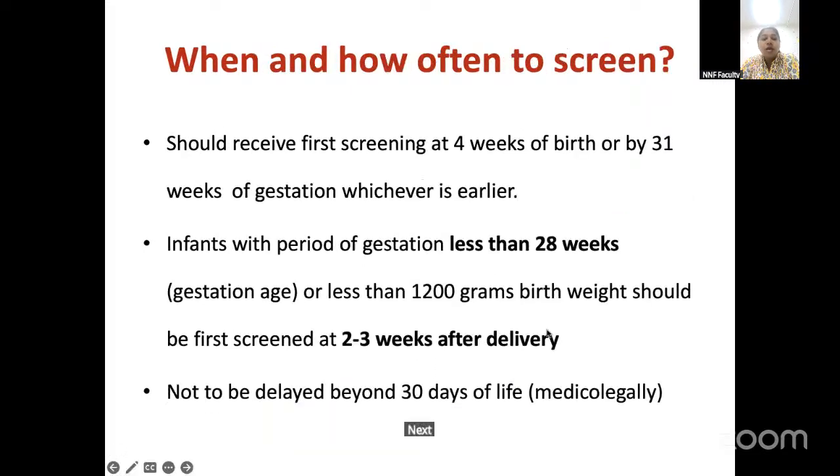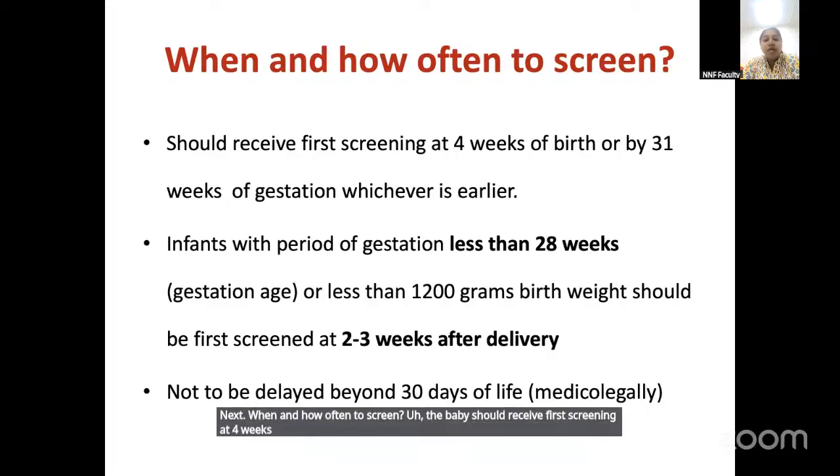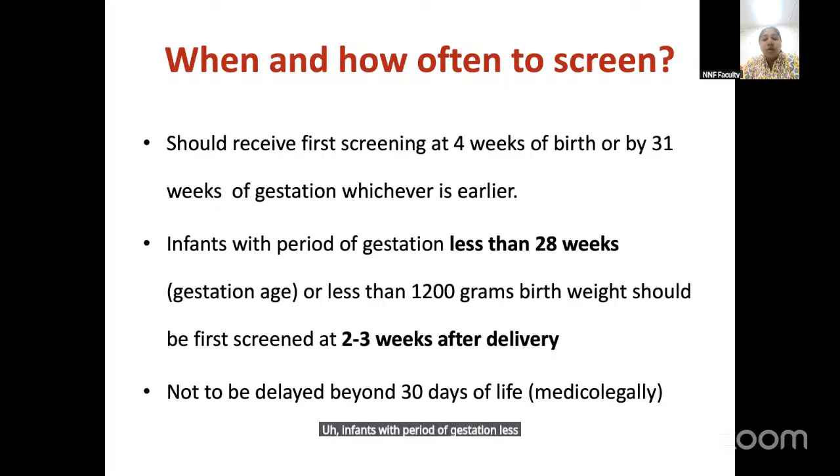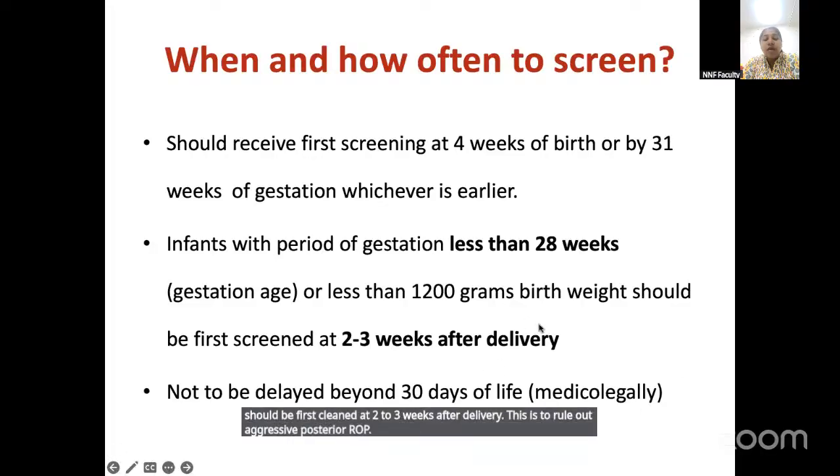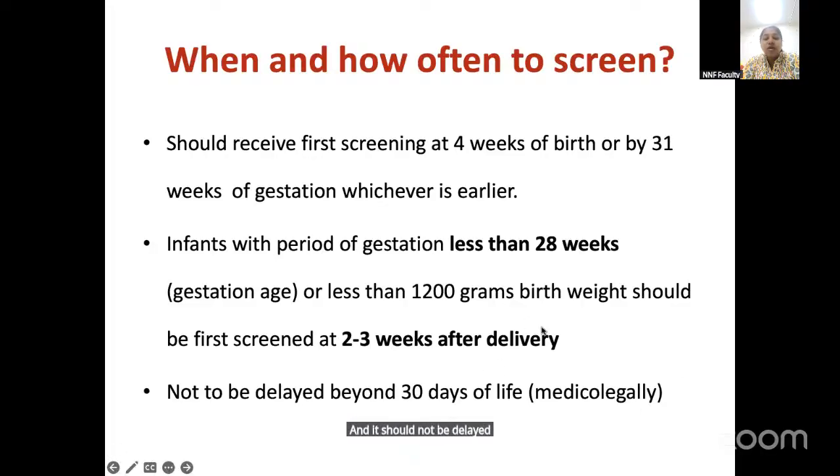Next, when and how often to screen? The baby should receive first screening at 4 weeks of birth or by 31 weeks of gestation, whichever is earlier. Infants with period of gestation less than 28 weeks or less than 1200 grams should be first screened at 2 to 3 weeks after delivery. And this is to rule out aggressive posterior ROP. And it should not be delayed beyond a maximum of 30 days of life.